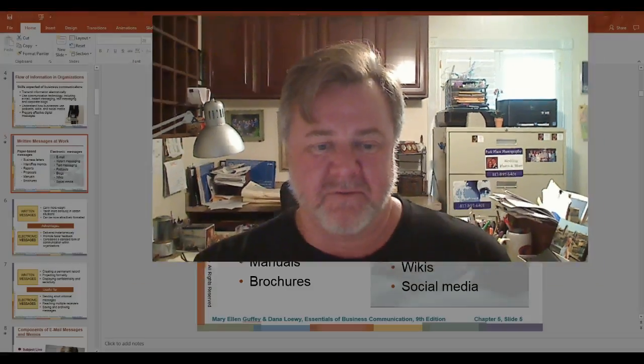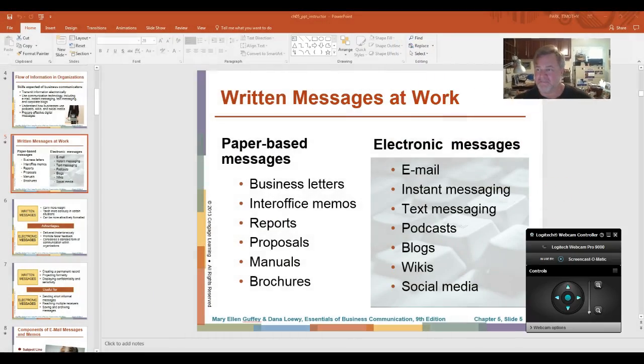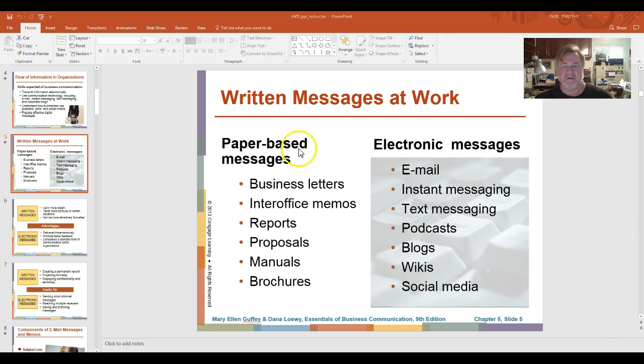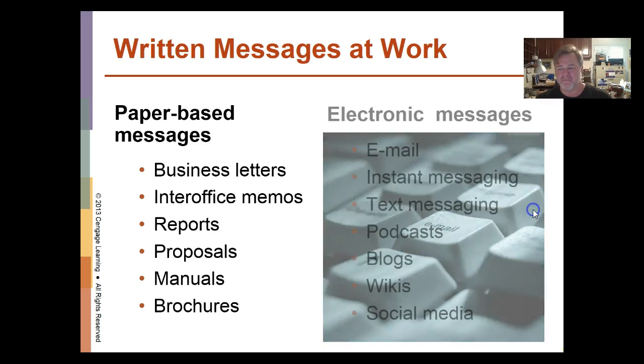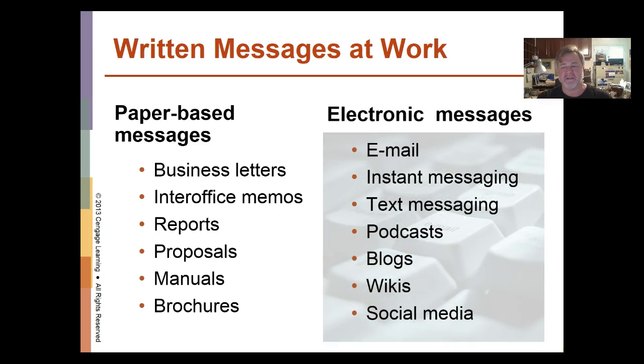All right, let me get back over to me being minimized. So I'm going to read this to you as a presentation. Get it into the slideshow. So written messages at work: paper-based messages, business letters, office memos, reports, proposals, manuals, brochures. We all know those. And electronic messages: email, instant messaging, text, podcast, blogs, wikis, and social media. Man, I don't even know what the difference between a blog and a wiki is, to be honest with you. Well, anyway, you understand what written messages at work are.